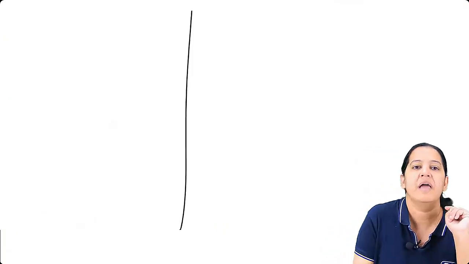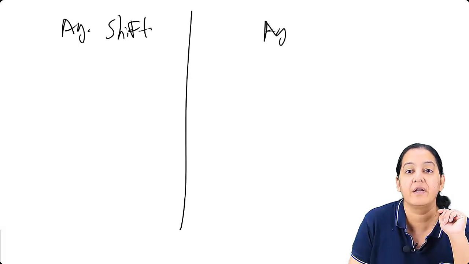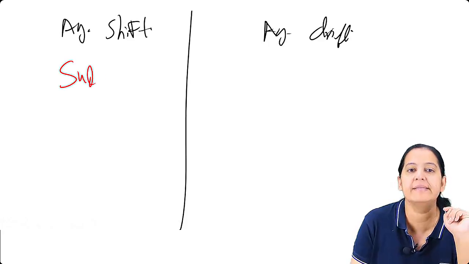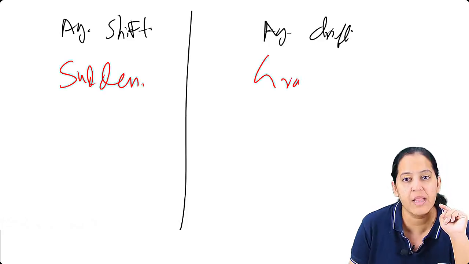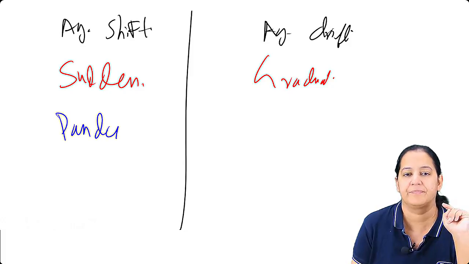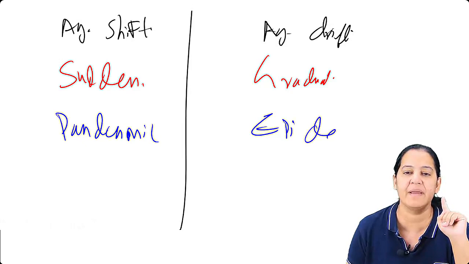So tell me the difference. You get many questions on the terms antigenic shift and antigenic drift. Say, ma'am, it's sudden. Say, ma'am, it's gradual. This one leads to pandemic and this one leads to epidemic. I guess you know the difference between pandemic and epidemic.